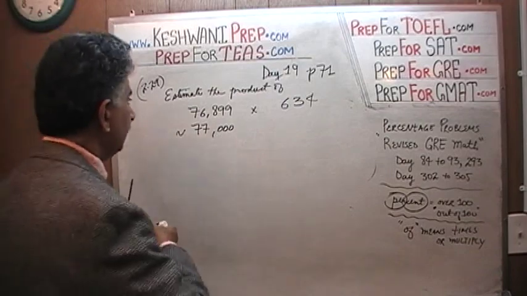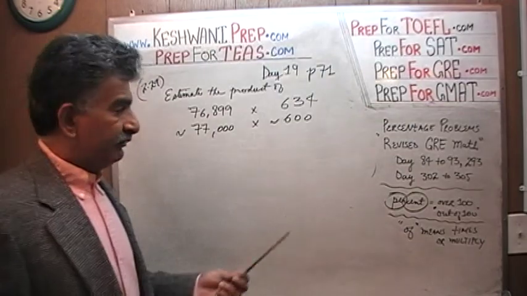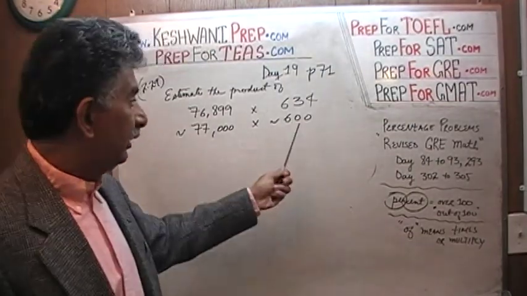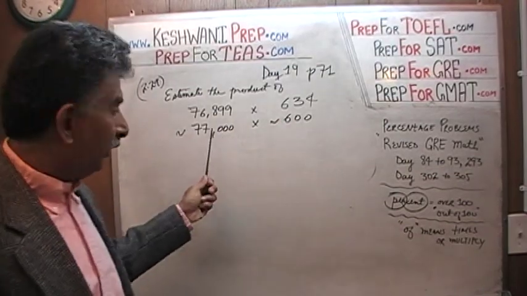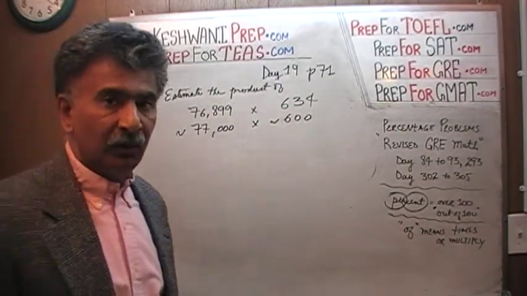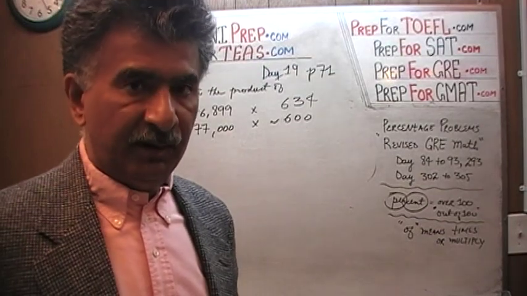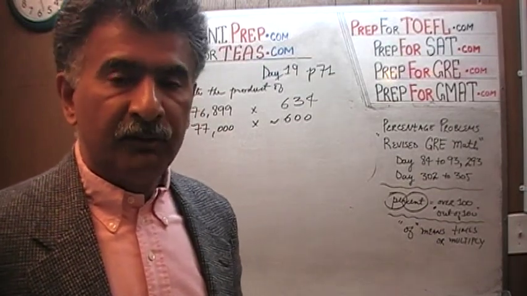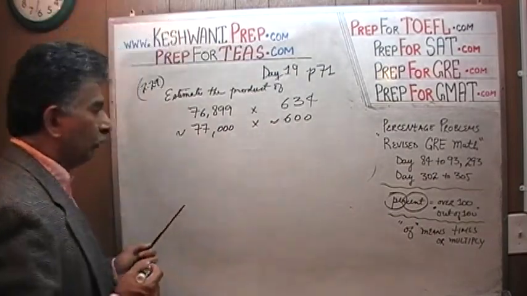Then they pretend that this is 600. But it's not 600, it's 634. So here we are underestimating. The hope is that the overestimating here and the underestimating here are going to wash each other off, and the final answer is going to be reasonably close to the real answer. Well, we'll find out. What do we have to do now?